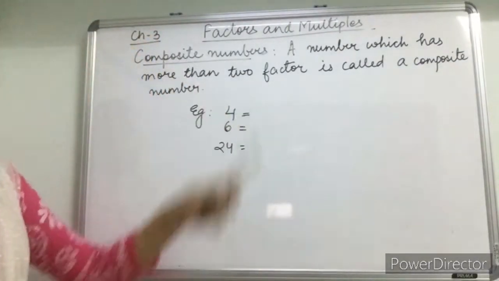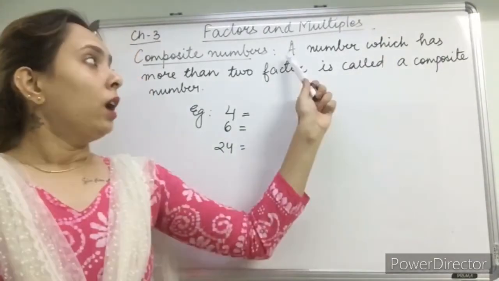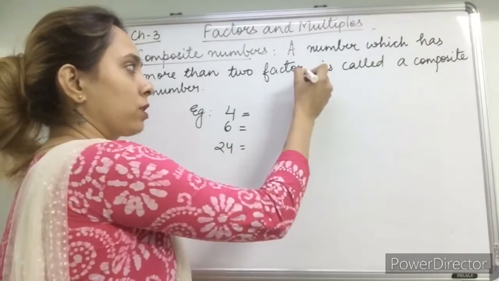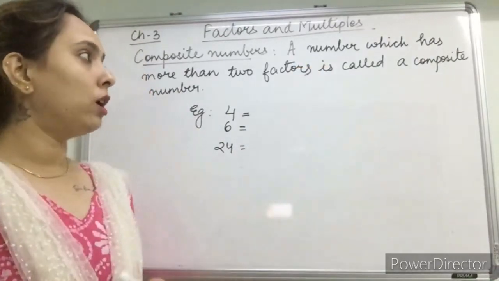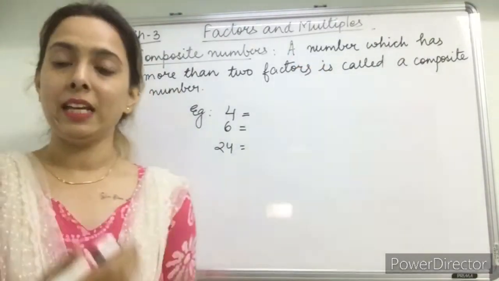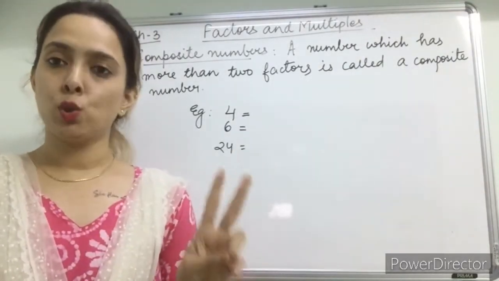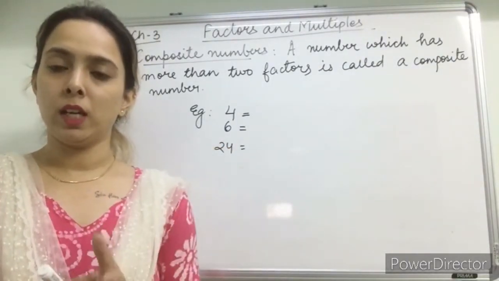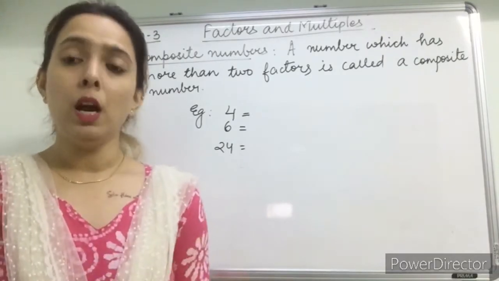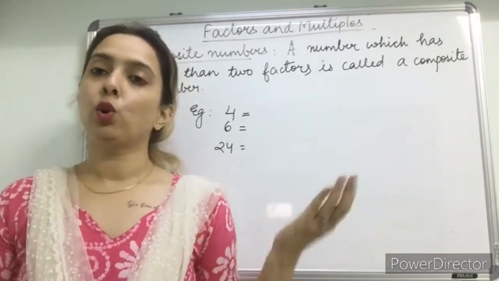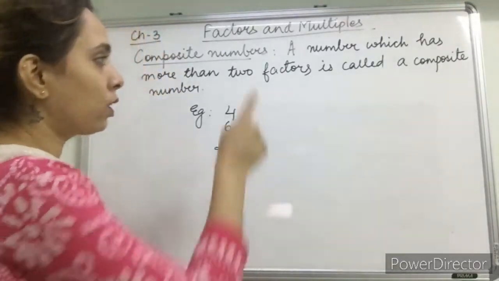Next, composite number. A number which has more than two factors is called a composite number. Means any number if it has more than two factors. If a number has two factors, that is 1 and the number itself, it is known as a prime number. And if a number has more than two factors, those numbers are known as composite numbers.